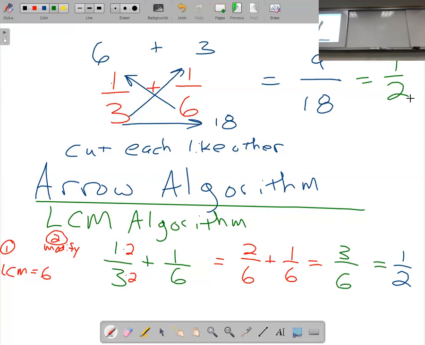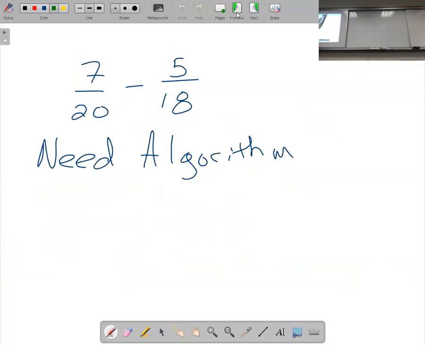All right, so let us break down the LCM and arrow algorithms on this problem right here. So we have two options here. We can do the arrow algorithm. Or we could do the LCM algorithm.